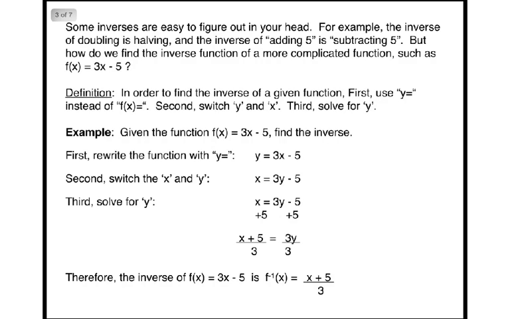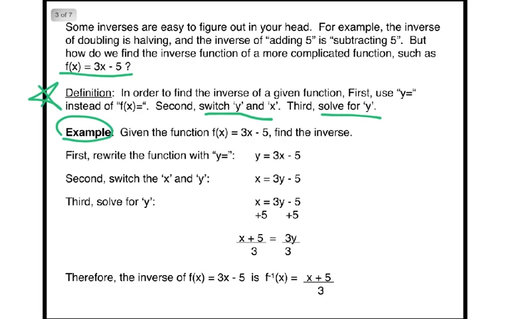Some inverses are easy to figure out in our head. For example, the inverse of doubling is halving, and the inverse of adding 5 is subtracting 5. But how do we find the inverse function of a more complicated function, such as f of x equals 3x minus 5? Here's a definition. In order to find the inverse of a given function, first use y equals instead of f of x equals. Second, switch the y and x variables. Third, solve for y. The result will be the inverse function.